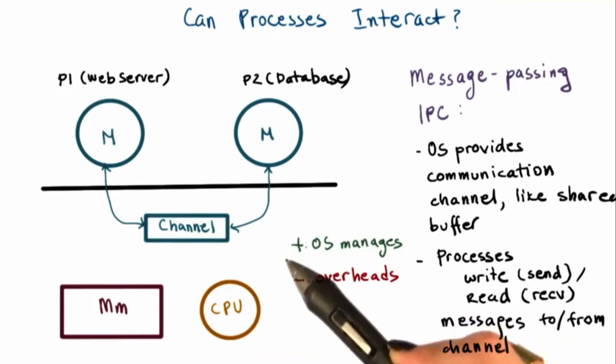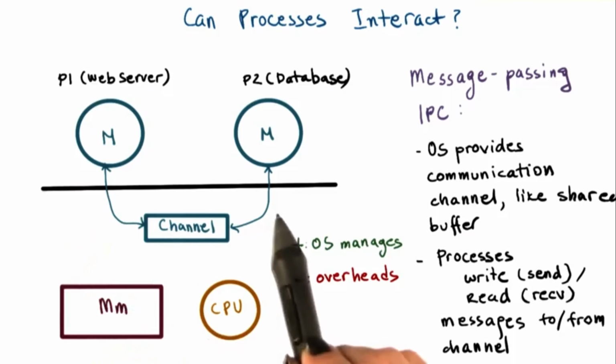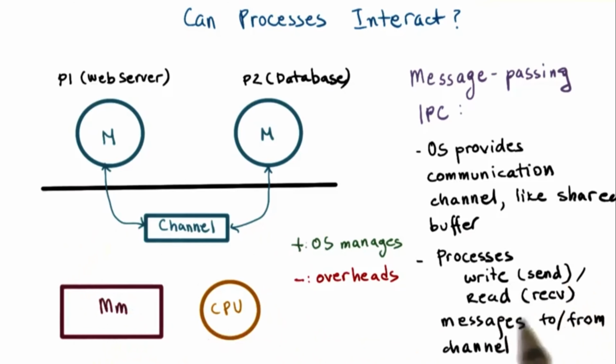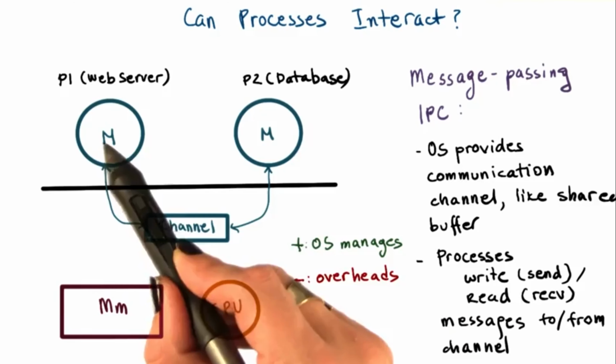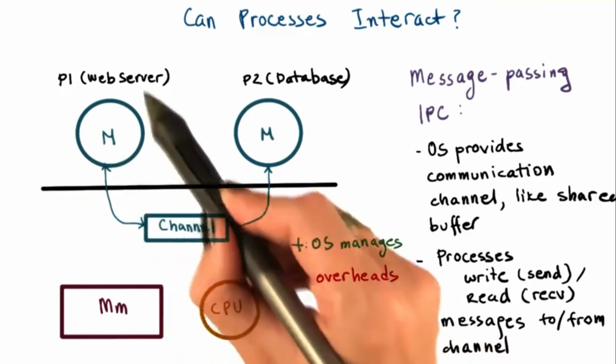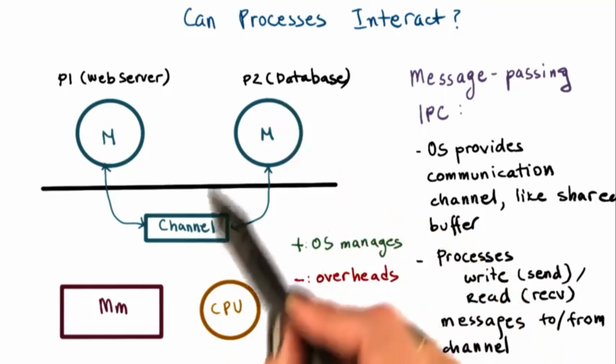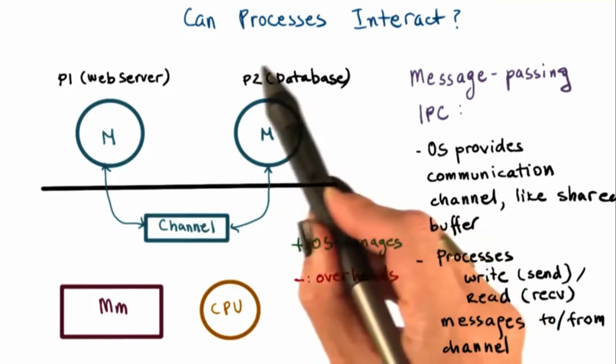The benefit of this approach is that it's really the operating system that will manage this channel, and it's the operating system that provides the exact same APIs, the exact same system calls, for writing or sending data and reading or receiving data from this communication channel. The downside is the overheads. Every single piece of information that we want to pass between these two processes, we have to copy from the user space of the first process into this channel that's sitting in the OS, in the kernel memory, and then back into the address space of the second process.